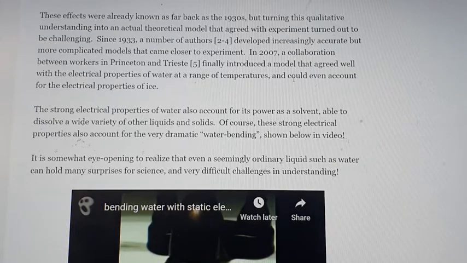Now, there are some videos that show that when you have tap water, the water will still bend. Now, some have suggested that because it's tap water, there are ions in the water itself. So, I mean, it has been suggested that because there are ions in the tap water, it is not because of the polar molecules.